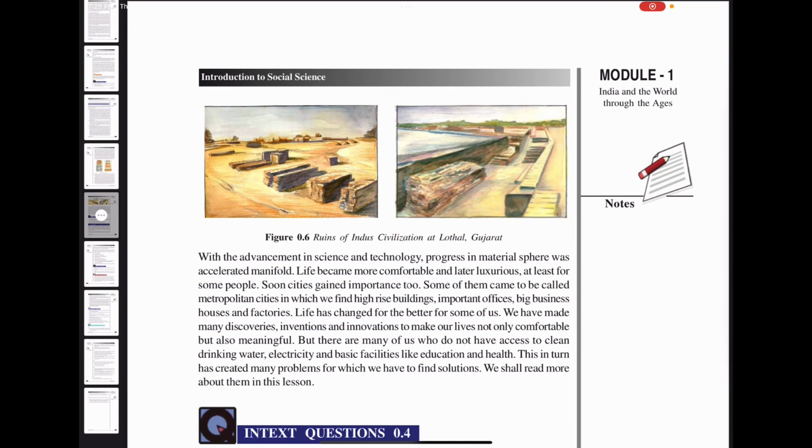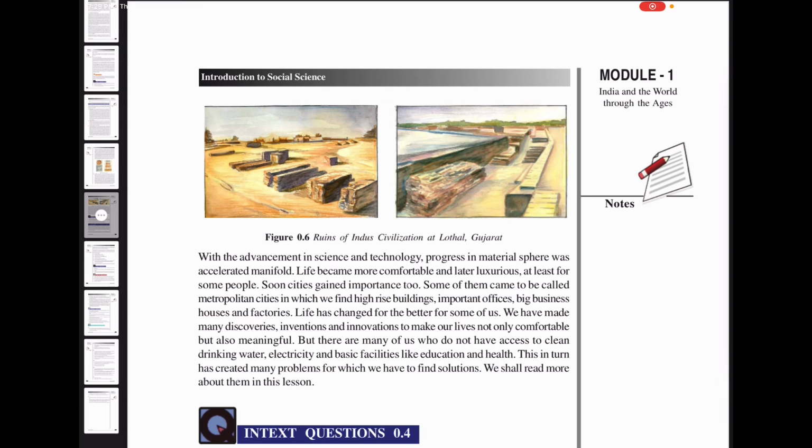With the advancement in science and technology, progress in material spheres was accelerated manyfold. Life became more comfortable and later luxurious, at least for some people. Soon cities gained importance too. Some of them came to be called metropolitan cities, in which we find high rise buildings, important offices, big business houses, and factories.